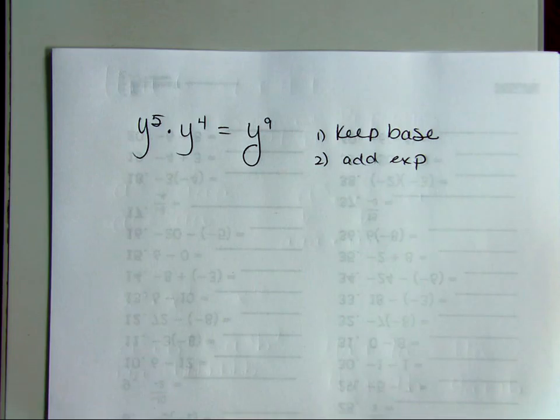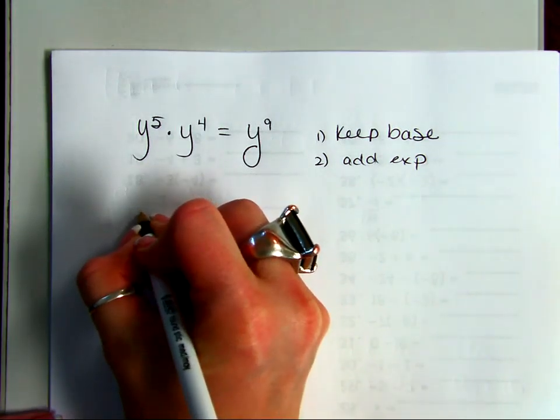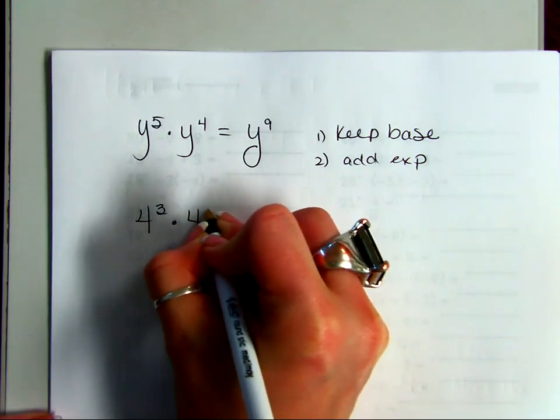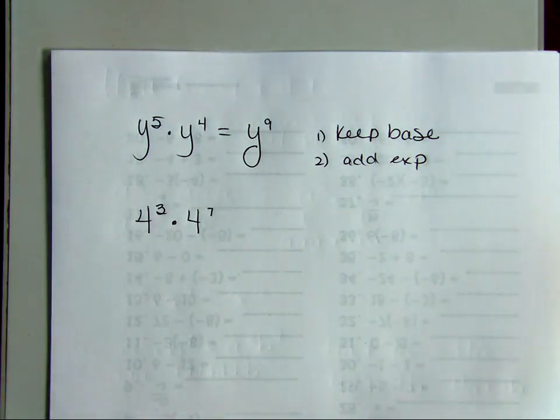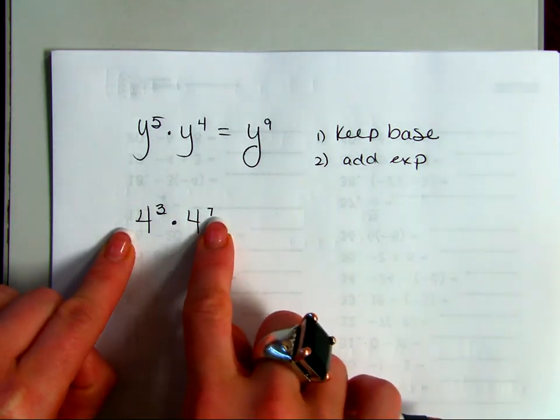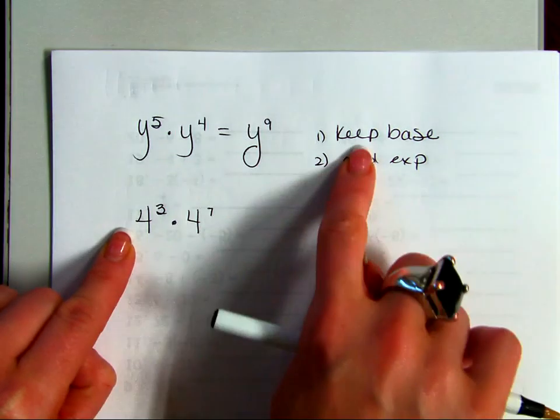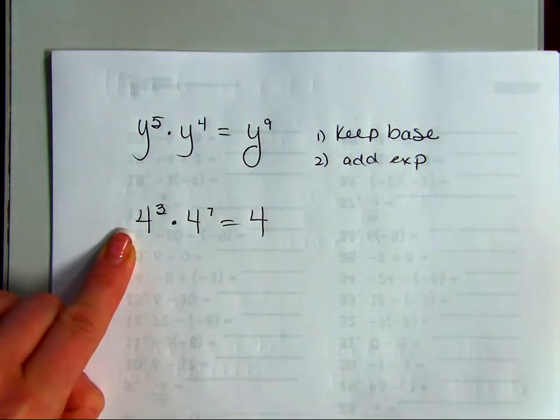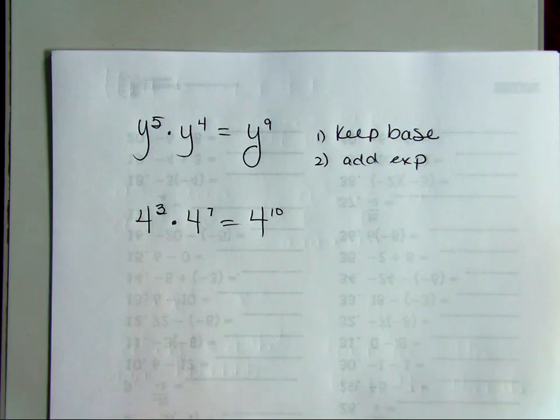So, watch. What if I had 4 to the 3rd times 4 to the 7th? What is the exponent here? 3. What is the base? 4. Exponent 7, base 4. What do you do? Keep the base and add the exponents. I know you are so tempted to multiply that 4 times that 4 and put 16, right? That is your instinct. You're like, 4 times 4 is 16. Woohoo! No, it's not the same answer.